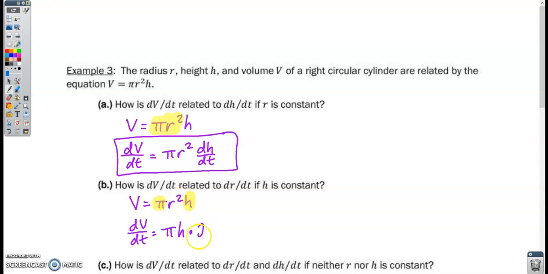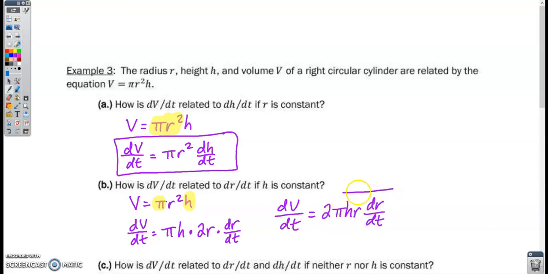And that's going to be, again, derivative of the outside leaving the inside the same, times the derivative of the inside, which, since we're taking it with respect to t, is dr/dt. And so we end up with the equation that dV/dt is equal to 2 pi h r dr/dt. And that's the relationship between dV/dt and dr/dt if h is constant.